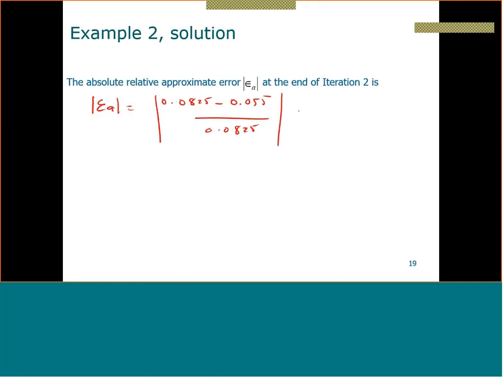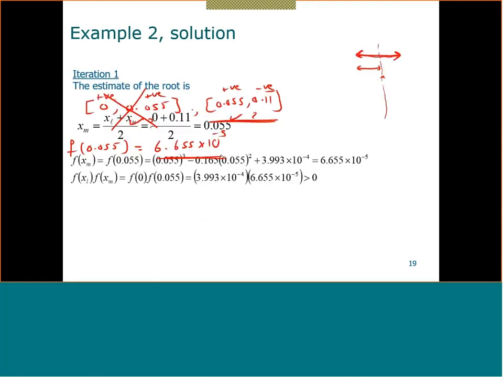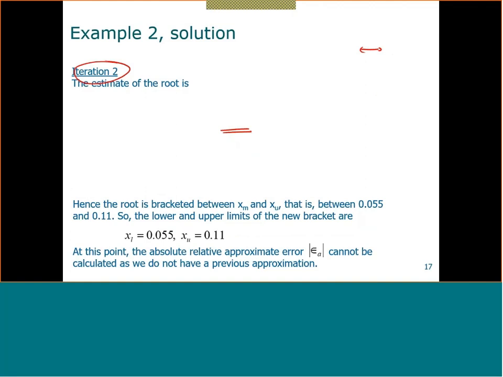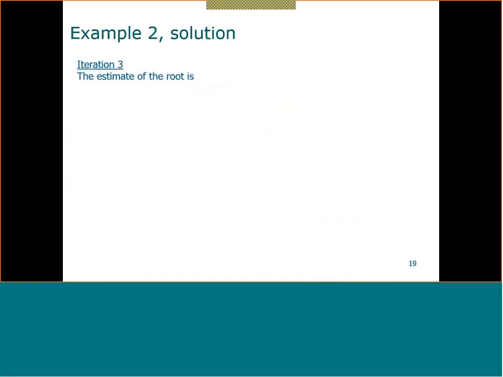Now we need to continue. If you remember the criteria that we were asked to stop at, if you go back to the question, what was the criteria? We stop after 10 iterations. So now we estimate the answer for the third root. It will be between 0.055 and 0.0825. So my third estimate, x3, will equal 0.055 plus 0.0825, divided by 2, and this is equal to 0.06875. So this is my new estimate, and then I will keep on checking until we reach the final answer.